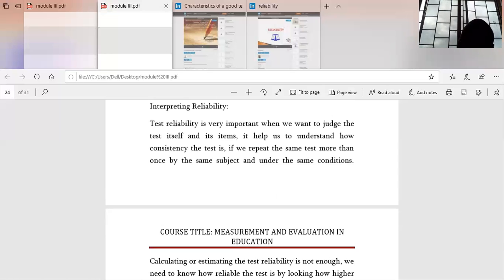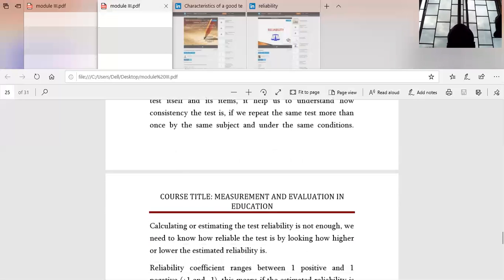Sometimes you are judging the ability of the test in general, and sometimes you are looking at the ability of the item itself. So it helps us to understand how consistent the test is if we repeat the same test more than once with the same subjects under the same conditions.